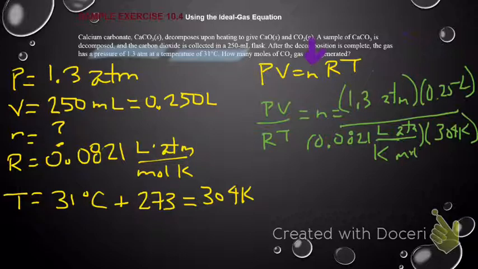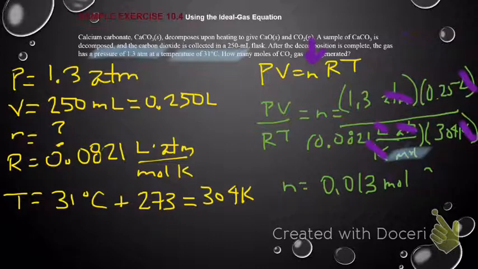Let's first check our units. We have an atm on the top and an atm on the bottom, liters on the top, liters on the bottom. This Kelvin will cancel out with this Kelvin. So the only thing that's left is the number of moles. Since it's on the bottom, the denominator of a denominator, it flips up to the top. So we multiply everything across the top, divide by everything across the bottom, and we end up with n, which will be in units of moles, which is important, equal to 0.013 moles of CO2.